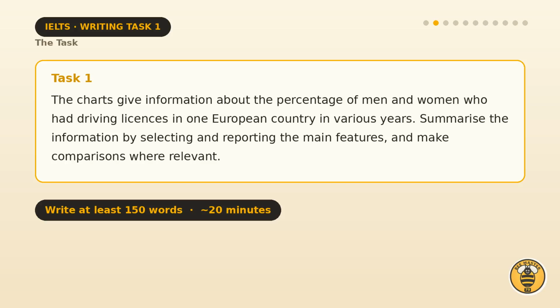Here is the task. The charts give information about the percentage of men and women who had driving licenses in one European country in various years. We must summarize the information by selecting and reporting the main features and make comparisons where relevant. Write at least 150 words.